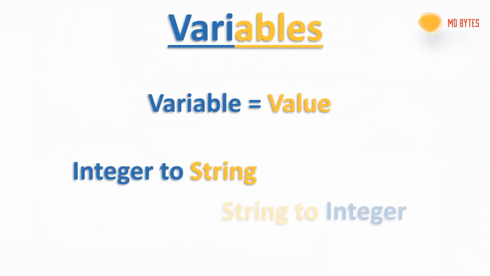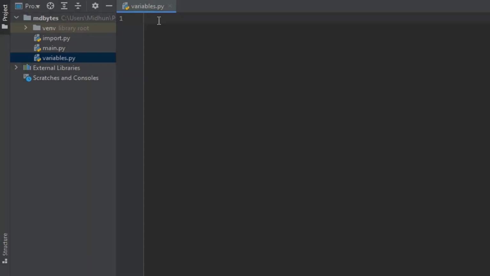In this video tutorial, I'm going to show you the basics of Python programming. Initially, let me show how to declare variables and assign values, and I'm going to show you examples of how to convert integer to string and string to integer in Python.